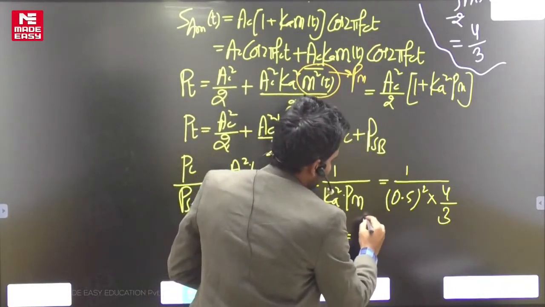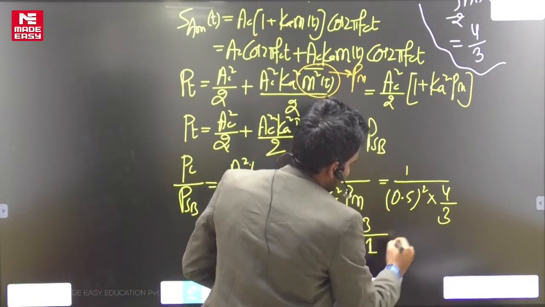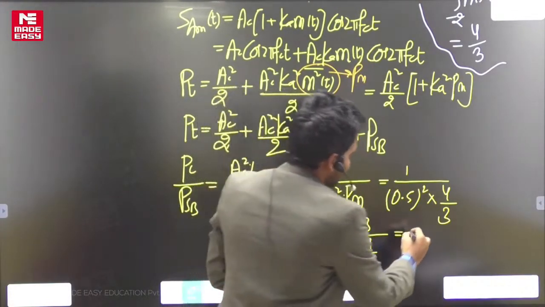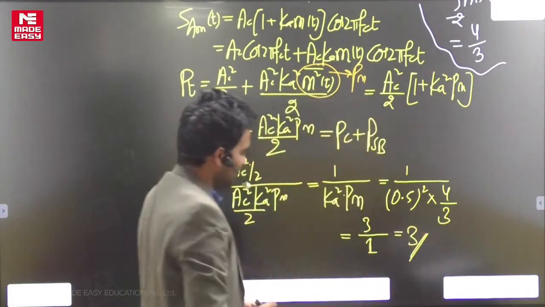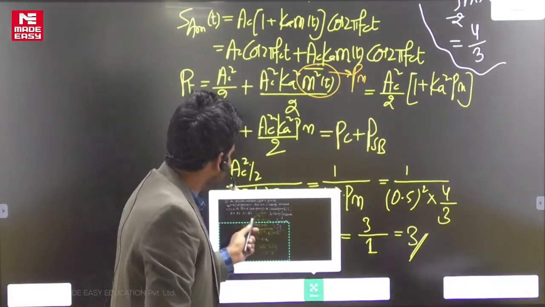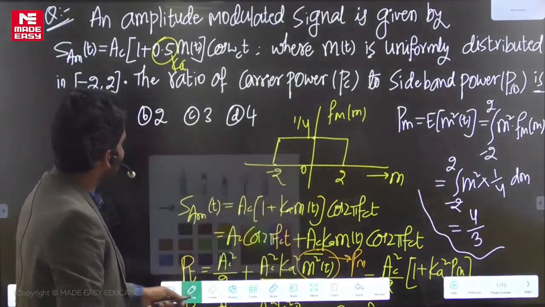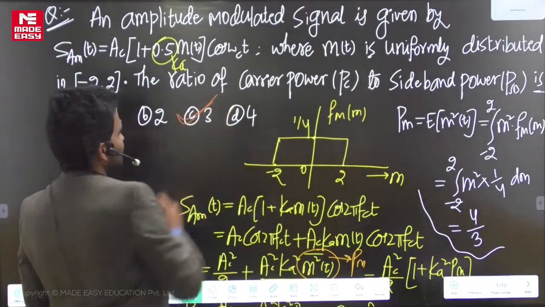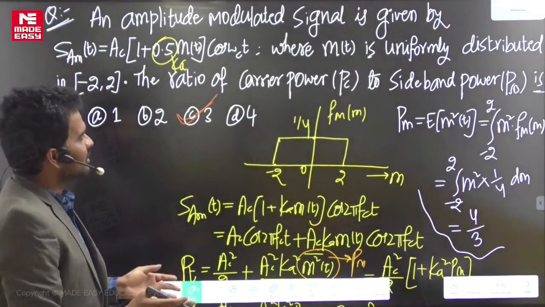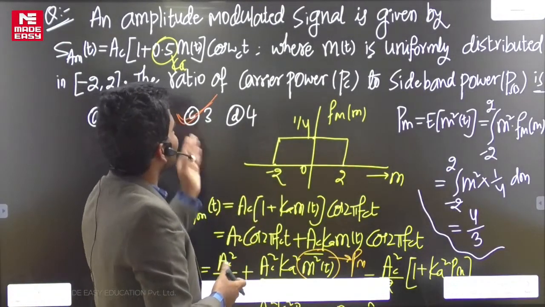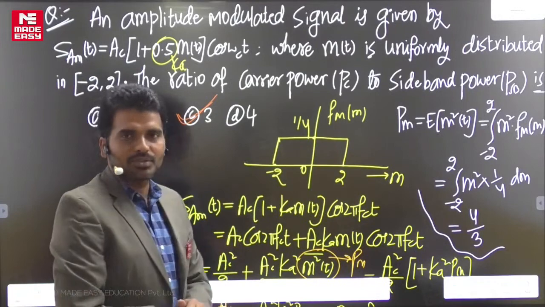So this will be equal to 3 by 1. So 0.25 into 4, that will be 1. So 3 by 1, that will be 3. So the answer here will be 3, and option C will be correct. Here the random signals concept was involved in solving the question based on amplitude modulation.